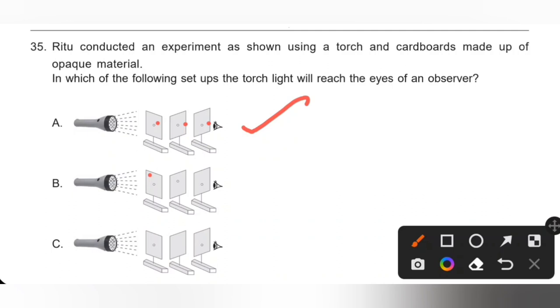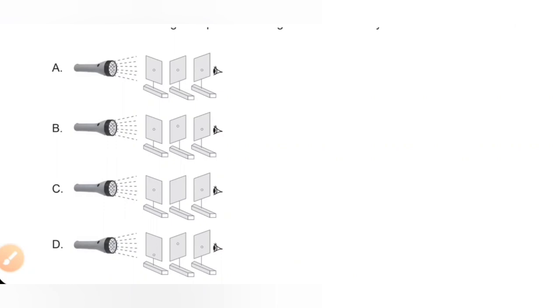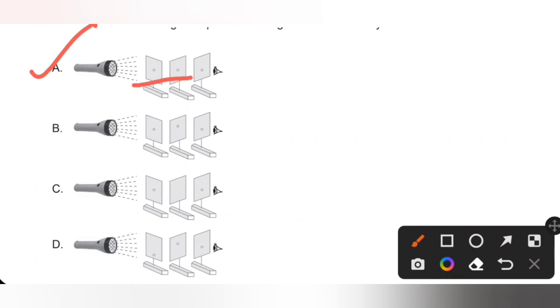But please check option B. The holes are not arranged straight. And in option C, in the second cardboard, there are no holes. And in D, the holes are not arranged properly. So light travels only in a straight line. So option A is the correct answer because all the holes in all three cardboards are aligned in a straight line.